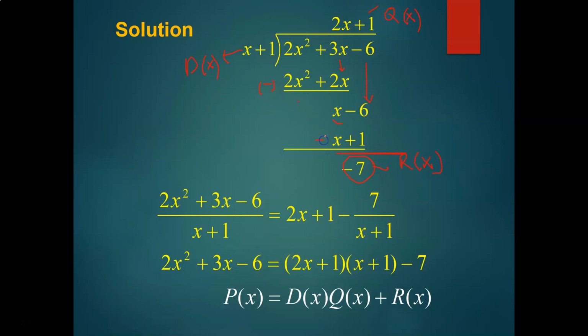So, repeat the same procedure. You have to minus these two. X minus x, you get 0. 6 minus 1, you get minus 7. Negative, negative. So, you get negative 7. So, stop until here because you don't have any more term at the end. So, this is the answer. So, you have quotient, hasil bahagi kita, 2x plus 1, and the remainder, baki dia is negative 7.